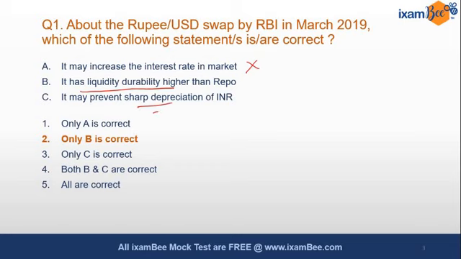And similarly, one of the agenda of this deal was to actually prevent the appreciation of the rupee, because appreciation of the rupee hurts export. Export is important for the country. So that was the agenda. So it is not going to prevent depreciation of INR, rather it is going to prevent appreciation of the INR. So option number 2 is correct here.